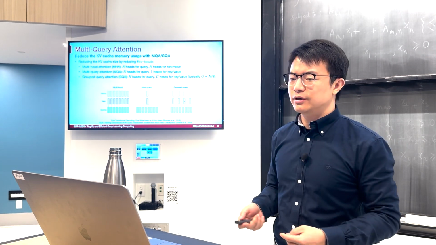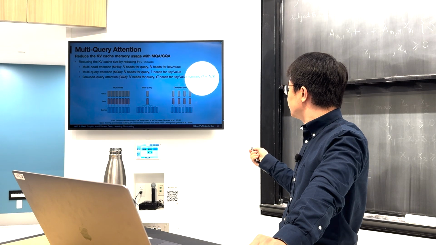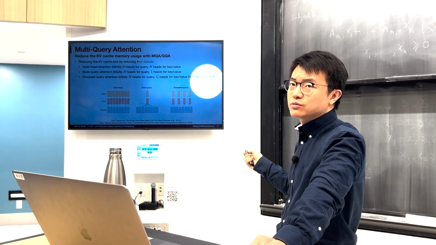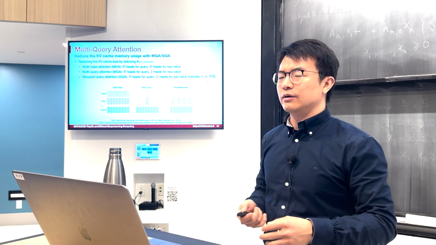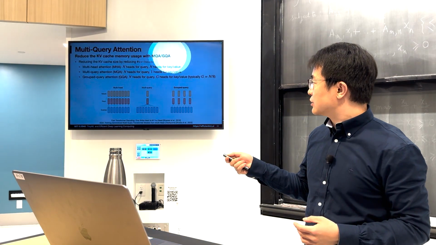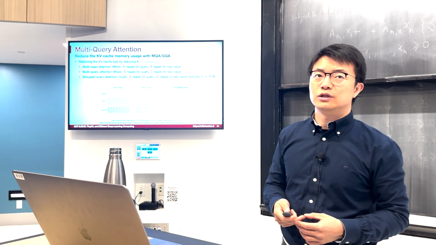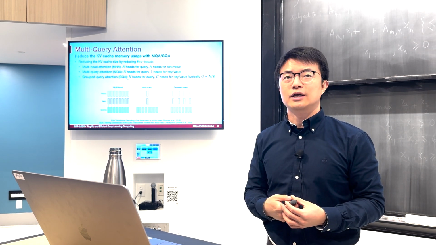And typically, the ratio between the group versus the total number of query heads is 8 times. Every 8 elements will share the same key and value. This is pretty similar to normal convolution versus depth-wise convolution versus group convolution. A trade-off between the model capacity versus the computation complexity.